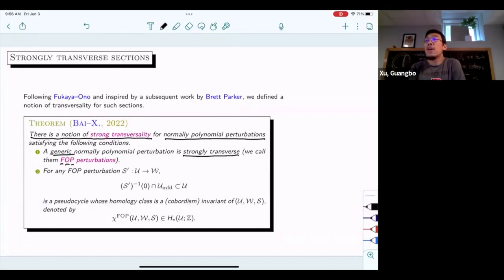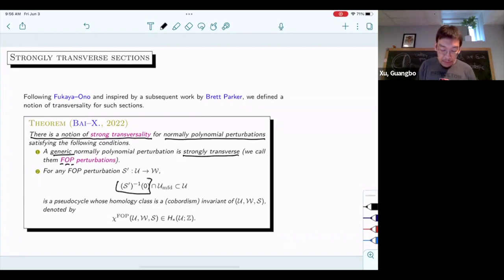And second, if you have an FOP perturbation, then you will have exactly what Fukaya and Ono said. If you consider its zero locus and its intersection with the manifold part of your orbifold, then this will be a pseudocycle. And its homology class is actually an invariant of your original derived orbifold chart equipped with the normal complex structure. This homology class is also independent of the perturbation, and it is a cobordism invariant.